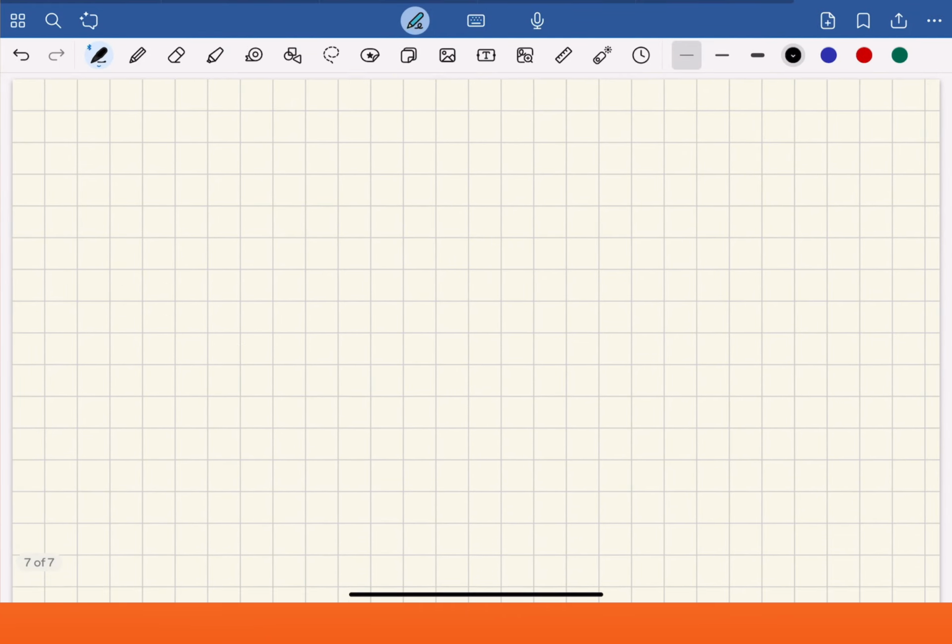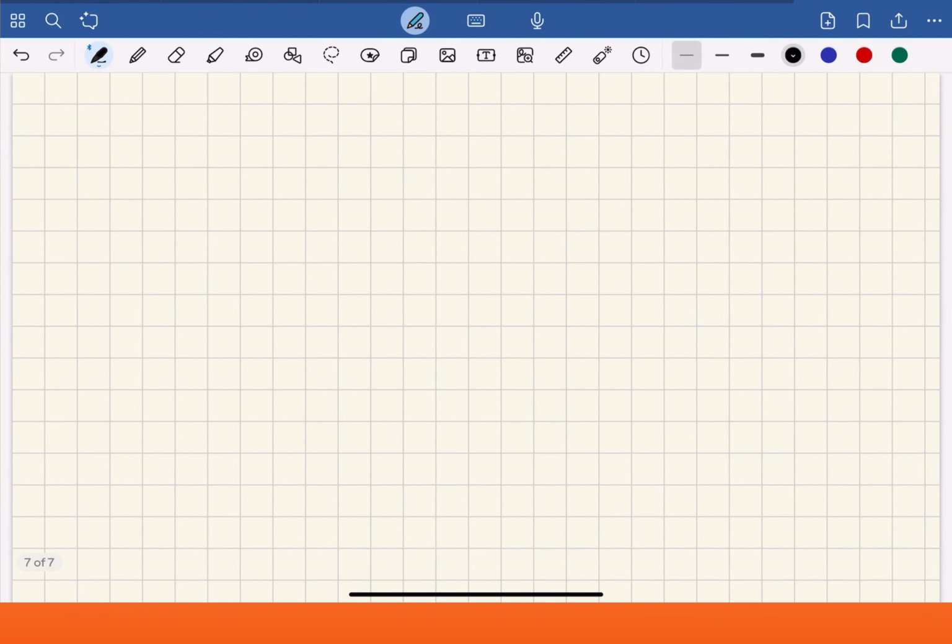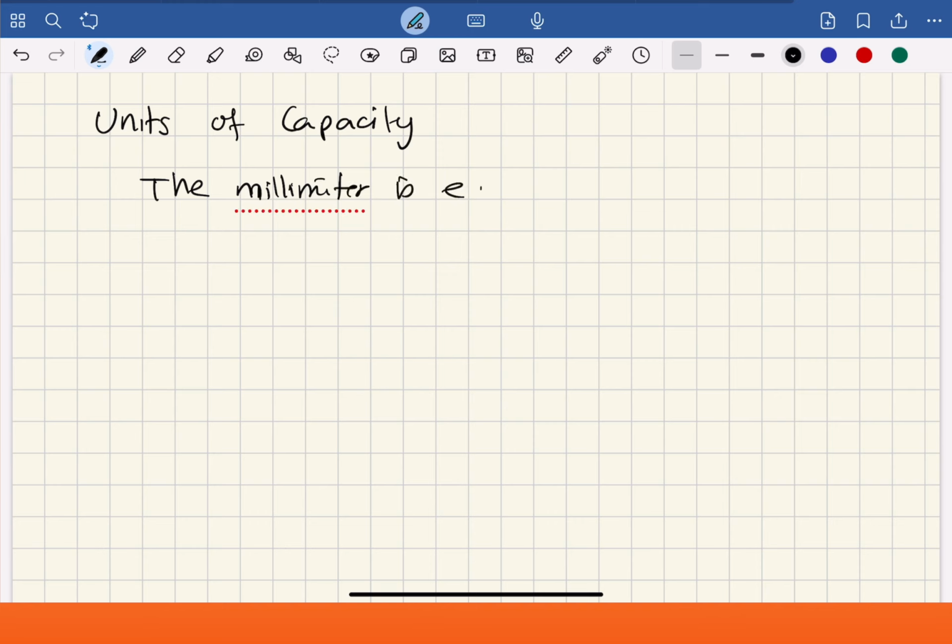Let's move on to the units of capacity. So I'm going to write units, so metric units of capacity. And before I talk about that, I want to say a couple of things. There is a relationship between the milliliter. So we'll say that the milliliter is equal to 1 cubic centimeter, okay? And written like this.